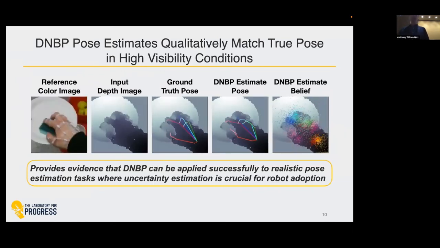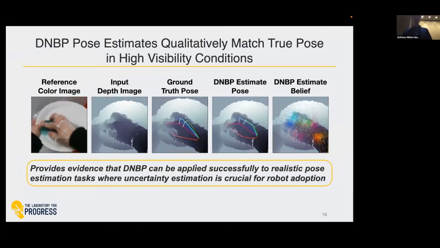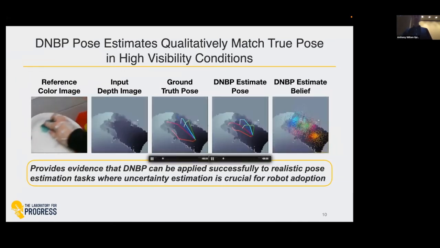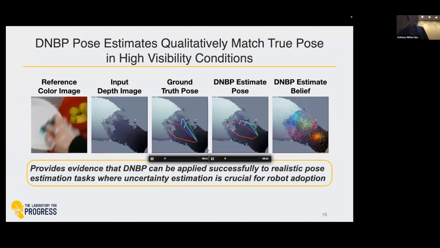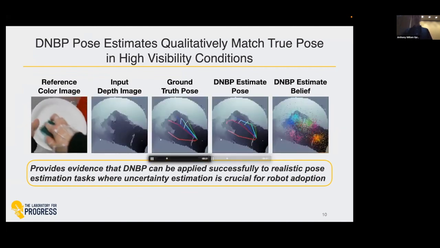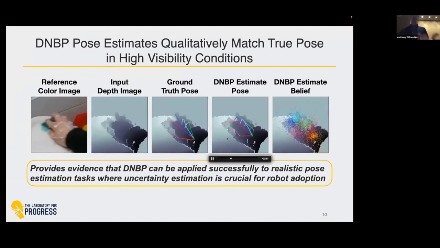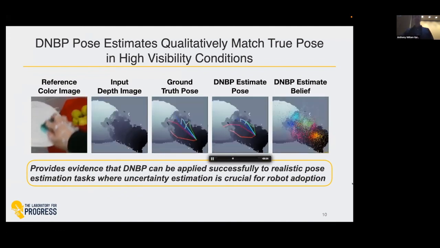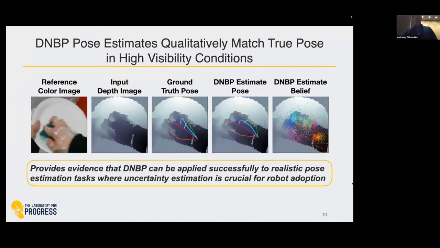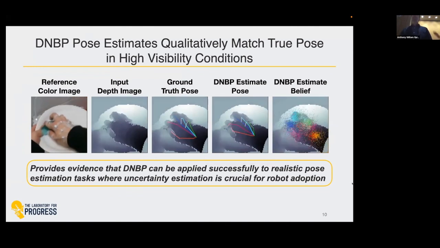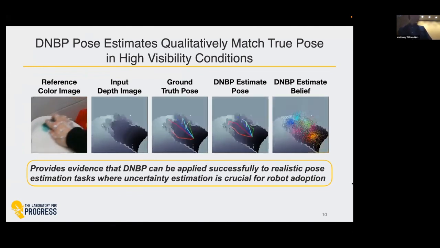I'll highlight one particular sequence qualitative output that we have here. I'd point out the third and the fourth column of the results, where in the third column we show the ground truth pose of the human hand overlaid on the depth image, and the fourth column shows our estimate. The main takeaway here is that it's showing evidence that our model, DNBP, can be applied successfully to a more realistic robotic pose estimation task.